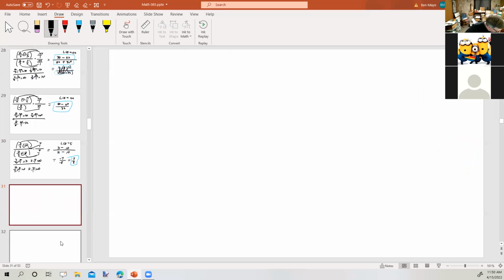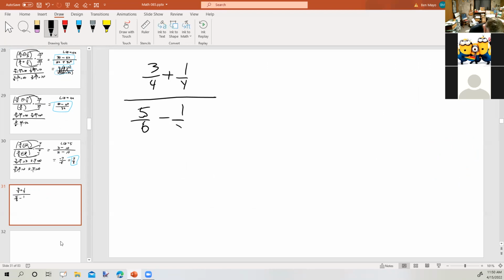All righty, how about this one? 3/4 plus 1 over y divided by 5/6 minus 1 over y.